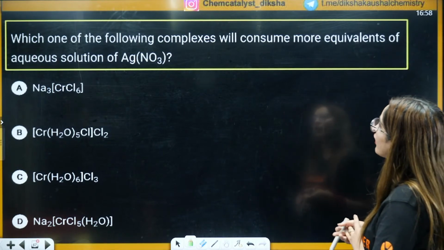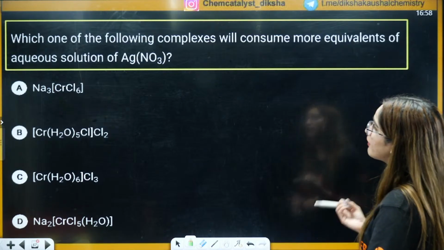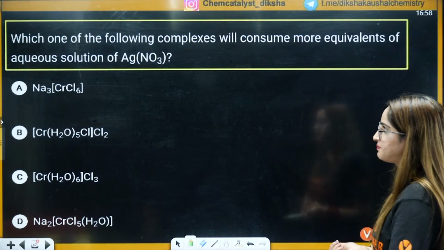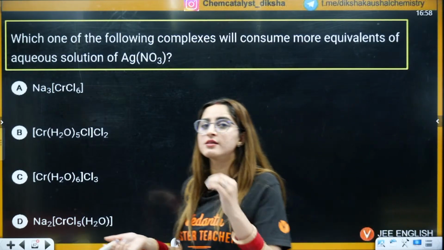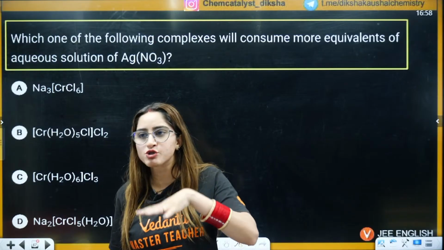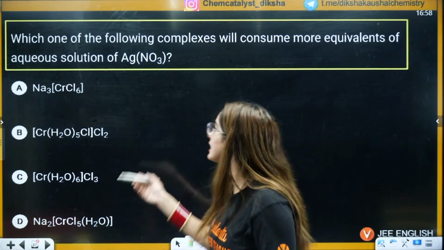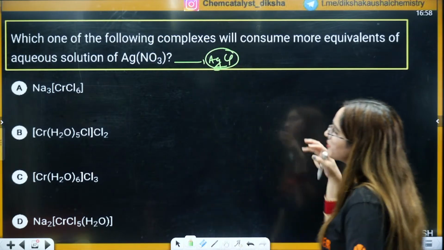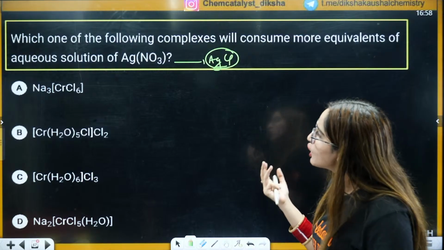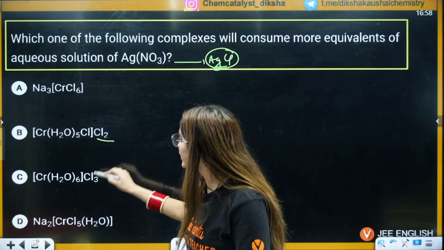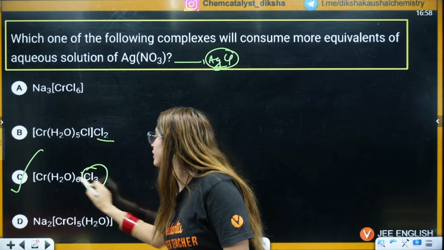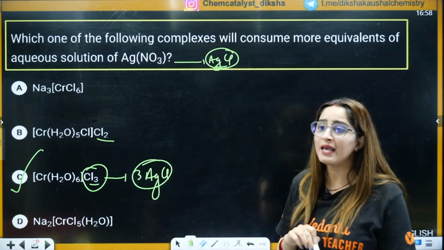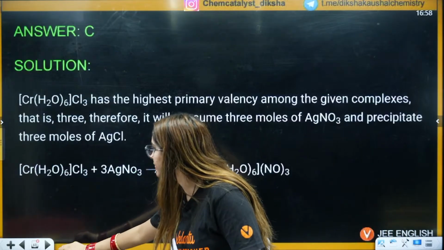Next is, which one of the following compounds will consume more equivalents of aqueous solution of AgNO3? See, if it has to consume AgNO3, it should have more Cl negative, only then it will give you AgCl. So you need to see which has the maximum number of Cl outside. Here you have 2, here you have 3 Cl outside, so it will give 3 AgCl. C is the correct answer here.